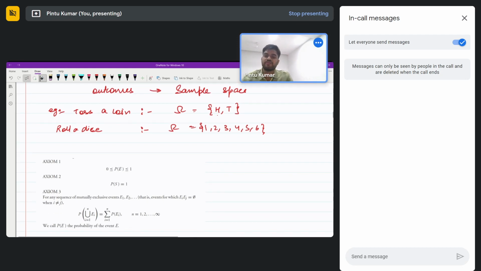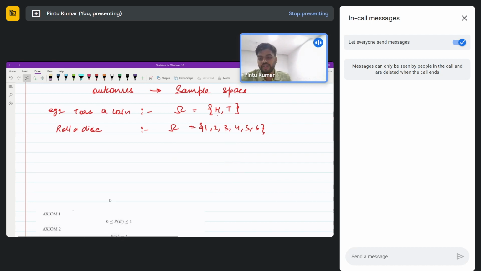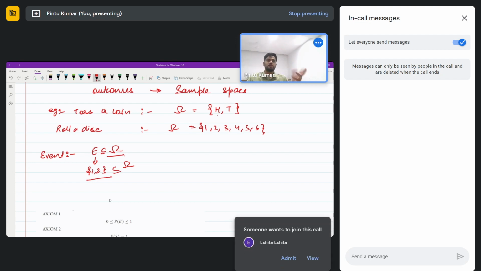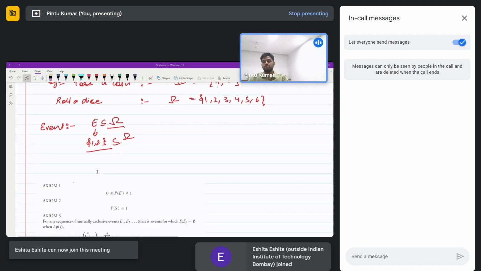Now, the next thing that comes after the sample space is what is called an event. An event is nothing but a subset of sample space. For example, if you roll a dice and somebody says that it is either 1 or 2, the event would be something like 1 or 2. So this is a subset of your sample space. An event can be a combination of possible outcomes or a particular outcome, but it is a subset of your sample space.